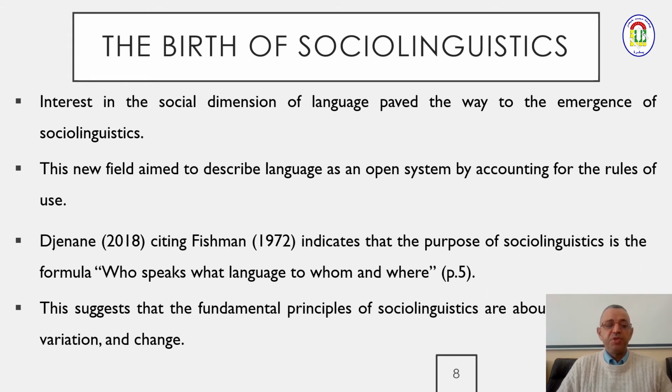Here we refer to Janan, 2018, citing Fishman, 1972, who indicates that the purpose of sociolinguistics is the formula: who speaks what language, to whom, and where. Of course, this suggests that the fundamental principles of sociolinguistics are about language variation, language contact, and language change.